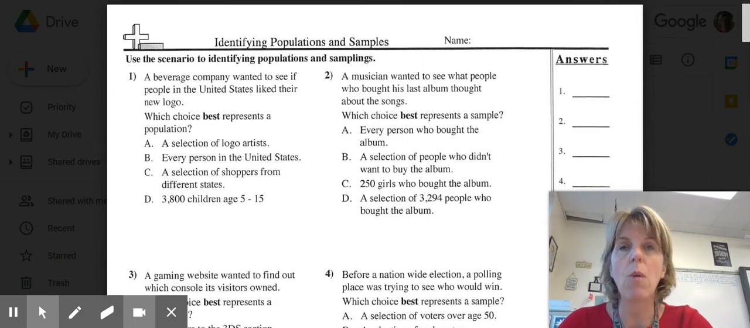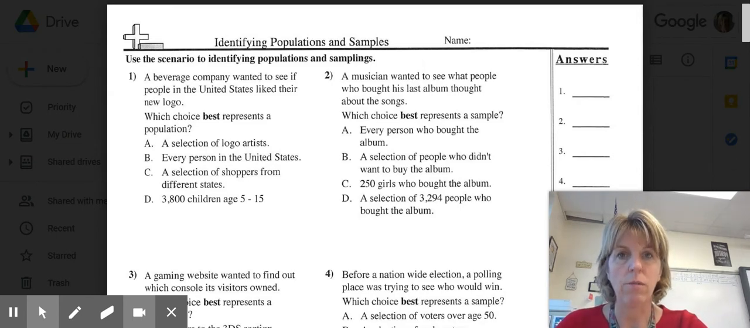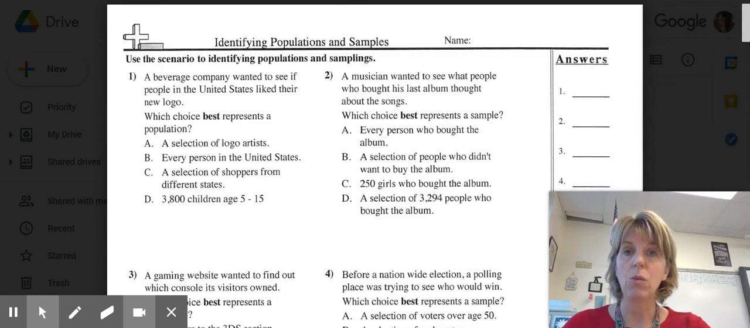So, for example, if I want to know what is the favorite candy of students at Westfield High School, I can't really ask every single student at Westfield High School. So I need a sample of the population. I need a small piece of the population. And we have to look at, is that sample random or not random?